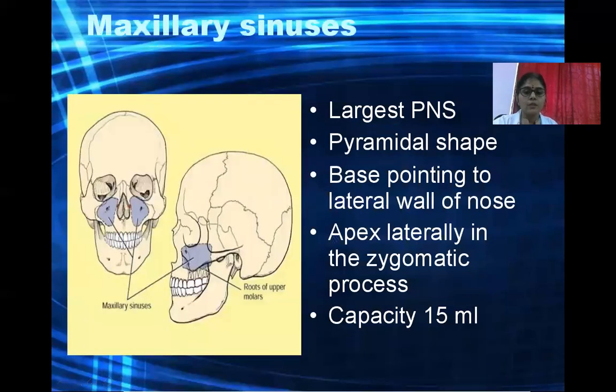So the largest paranasal sinus is the maxillary sinus. It's also called the antrum of Highmore. It's pyramidal shaped, the base pointing to the lateral wall of the nose, the apex pointing laterally in the zygomatic process, and the capacity of the sinus is around 15 milliliters.